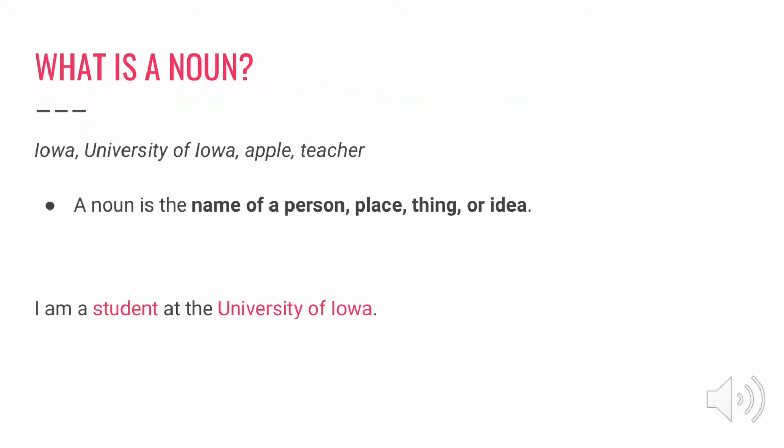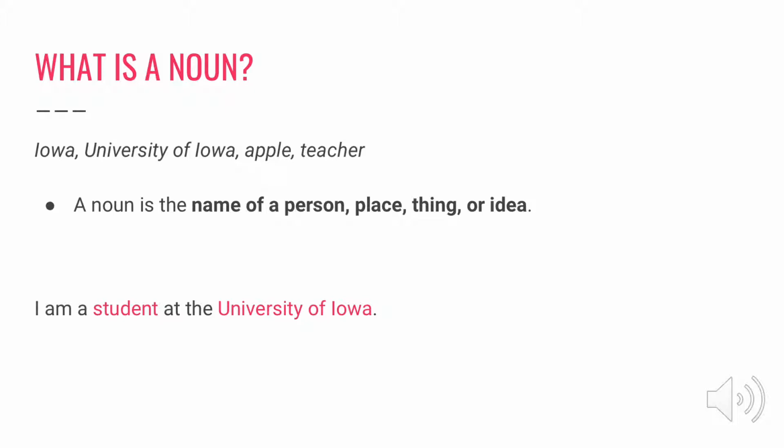So, what is a noun? A noun is the name of a person, place, thing, or idea. For example, we have Iowa, University of Iowa, apple, and teacher. And then an example of it in a sentence is I am a student at the University of Iowa. Nouns can be singular or plural, and they can also be proper or common.